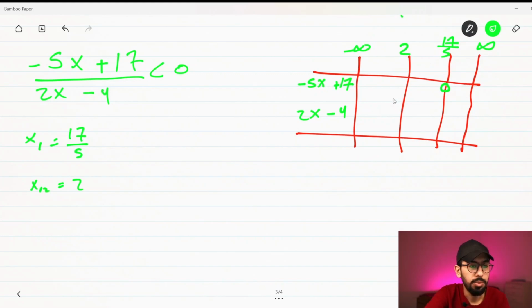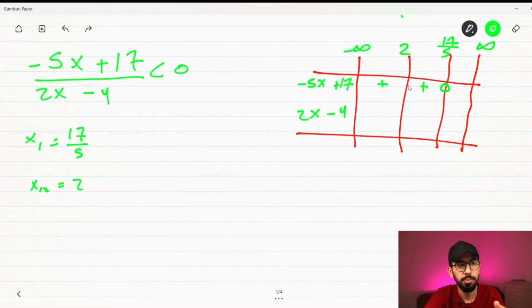Now we need to do one more step. What if we put 2 or 1 or minus 2 here? Let's do it. We put 2 here, minus 5 multiplied by 2 is minus 10. Minus 10 plus 17 is 7. It is positive. So on this side, if we put 2 or 1 or minus 1 or whatever in this equation, the result will always be positive.